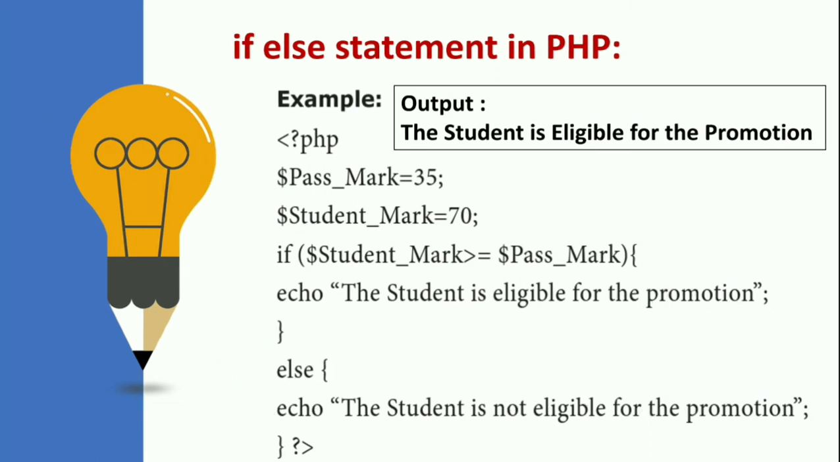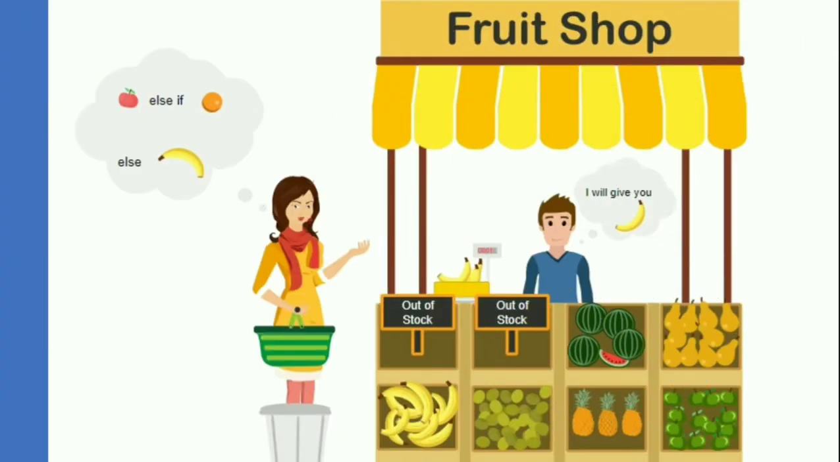So let us understand this concept from a real-time example. Imagine that you are in a fruit shop and you want to buy apple or orange or banana, any one of these. In this case, your first choice is apple. You ask for apple and apple is out of stock. It is not available in the shop. So you will move on to the second choice, that is orange. Again, orange is also out of stock. It is not available. So finally, you have to pick bananas. That is the only fruit available from your list.